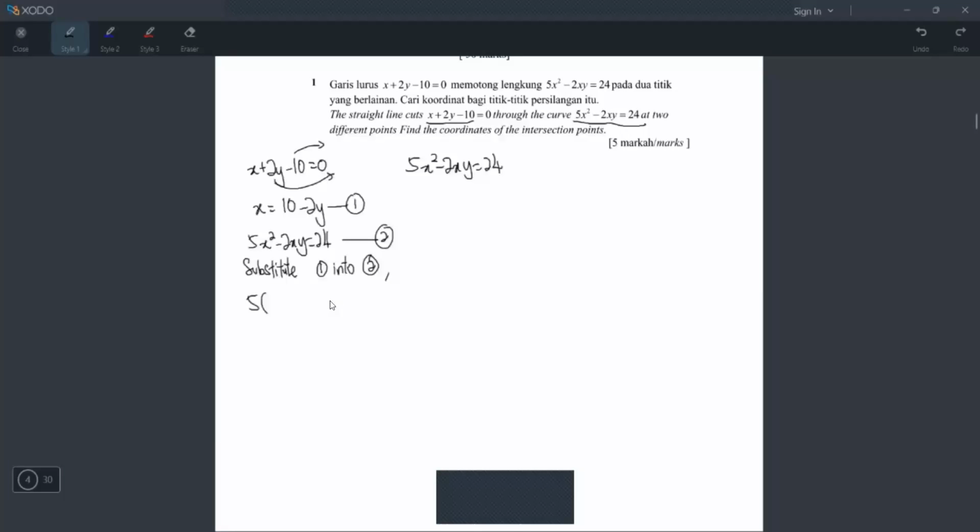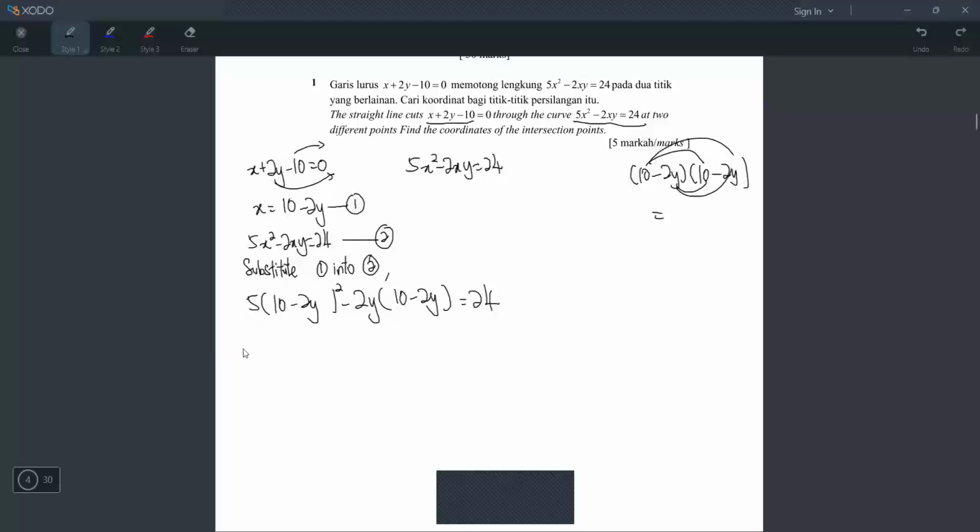So it becomes 5x squared minus 2. This one is 2 times x times y, so you can also write it like this, 2 times y times x, equals 24. And for the x, you will write 10 minus 2y. For those who don't know how to expand this, 10 minus 2y squared is actually 10 minus 2y times 10 minus 2y. So you start to slowly expand like this, but I don't like to do it like this because it's very slow. Usually I'll do it like this.